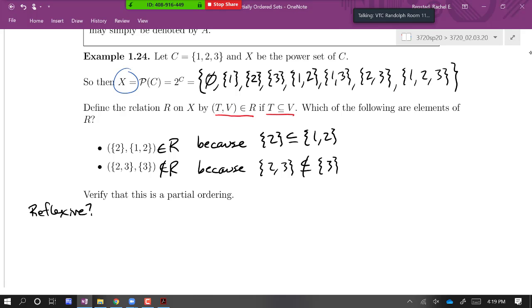Yeah, so this is totally reflexive. Every set is a subset of itself. A set contains itself for sure. So yes, every set is a subset of itself.